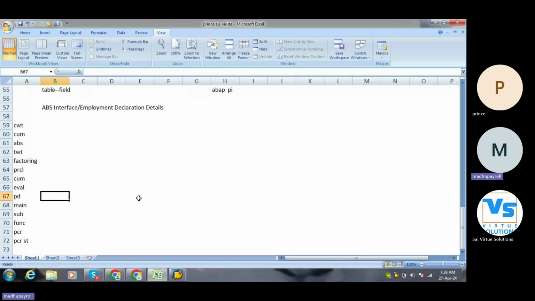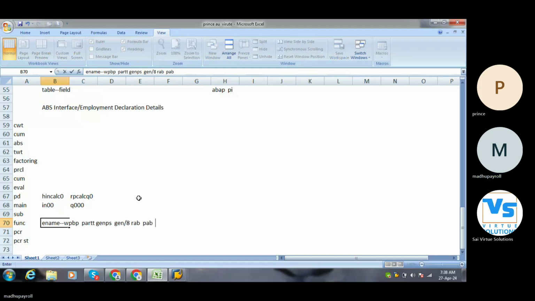in Indian payroll we have the payroll driver HINCALC0, but in Australian payroll it is RPCALCQ0. This is the difference. In Indian payroll the main schema is IN00; here it is Q000. Sub schemas are the same way. And certain functions like ENAME, workplace basic pay, PARTT, GENPS, GEN/8, RAB function, PAB function. These are very common for every country.